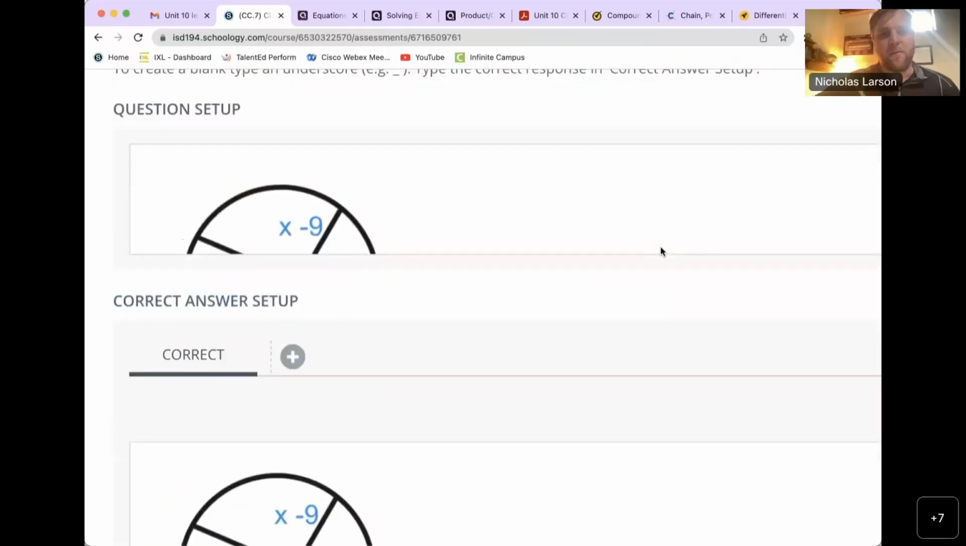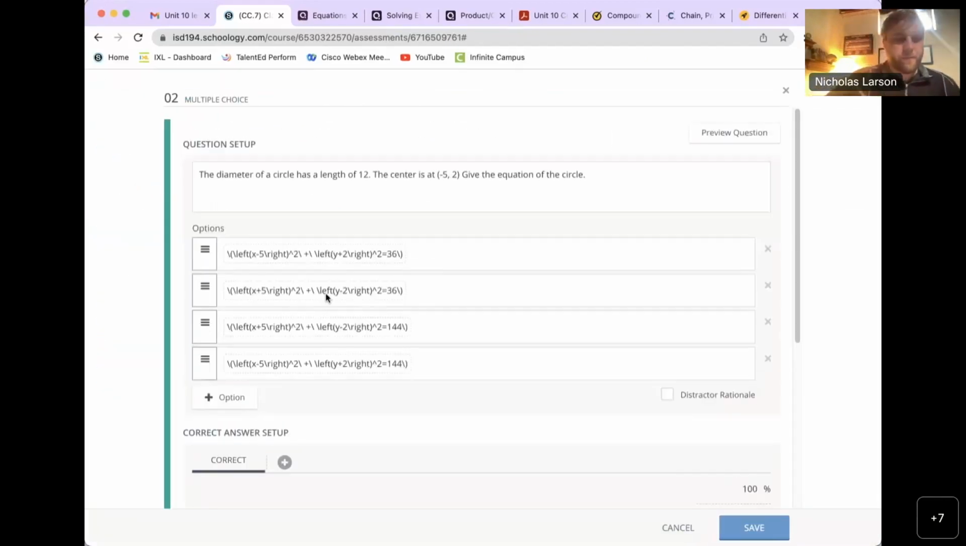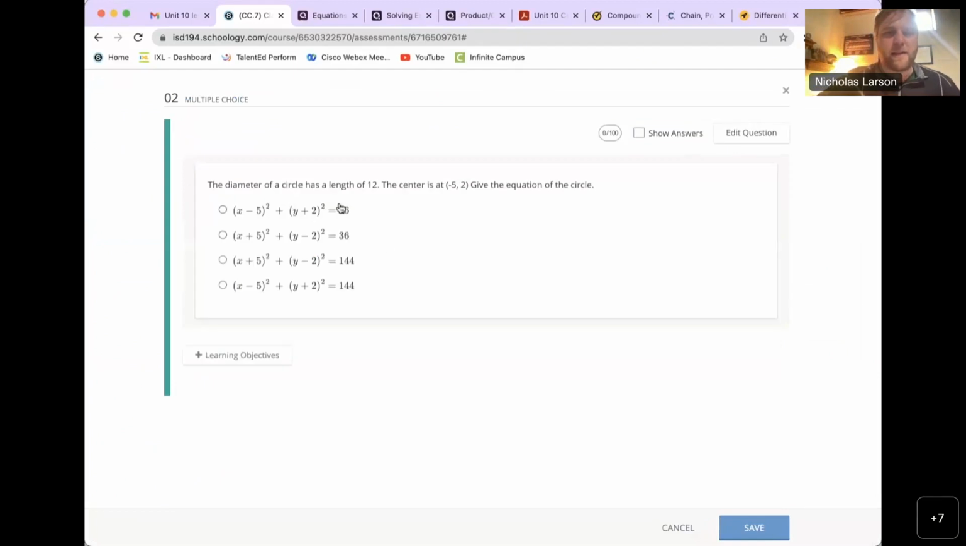Last problem. I don't like when it zooms in like that. The diameter of a circle has a length of 12. The center is at negative 5, 2. Give the equation. If the diameter is 12, that means my radius is 6. 6 squared is 36. So I know it's one of these two answers. x minus negative 5 is x plus 5, and y minus 2. So my answer is going to be right here.